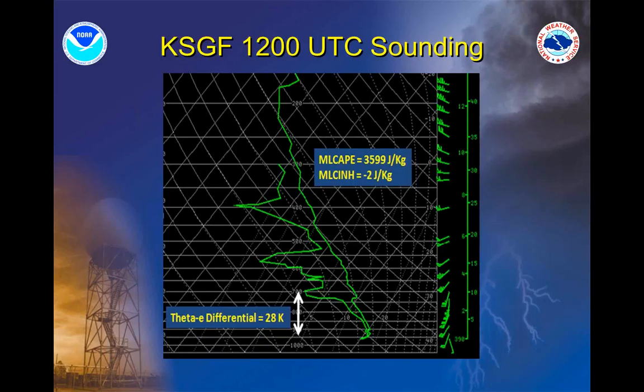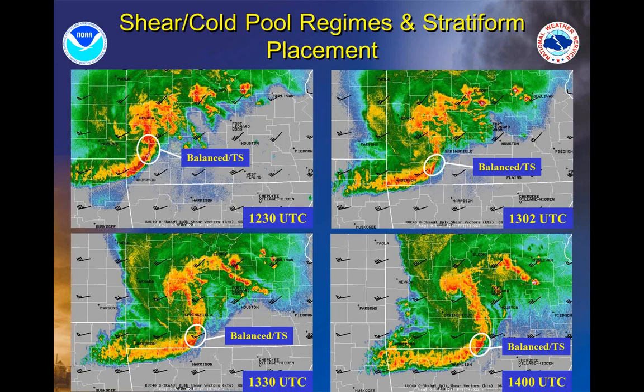But when you get theta-E differentials between a near surface parcel and around 700 millibars or so greater than 25, you're really talking about some pretty good cold pool potential. You start pushing 30, you're starting to get some excellent cold pool potential. Anything above 30, it's rocking. So very good cold pool potential this day. Again, I already pointed out the CAPEs. Those are two main ingredients to really look for in the potential for a forward propagating MCS.